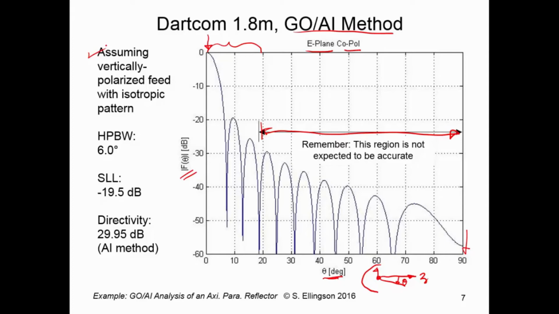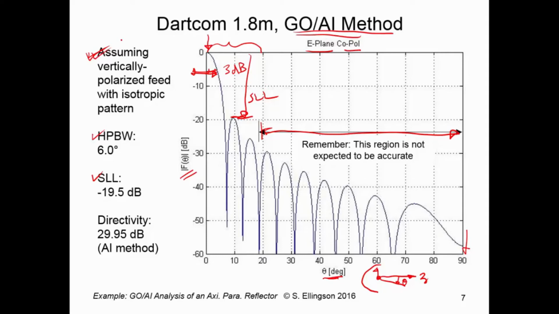So when we use this method, with this particular feed, what we find is that the half-power beamwidth is about 6 degrees. That's this distance here. And that's, of course, measured to 3 dB points. I guess I should draw it this way. The level of the first side lobe is minus 19.5 dB. So that's that distance right there. And we would expect this to be a fairly accurate guess, at least within the constraints of these assumptions.